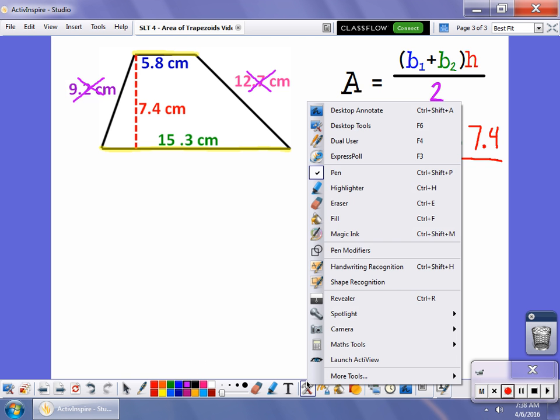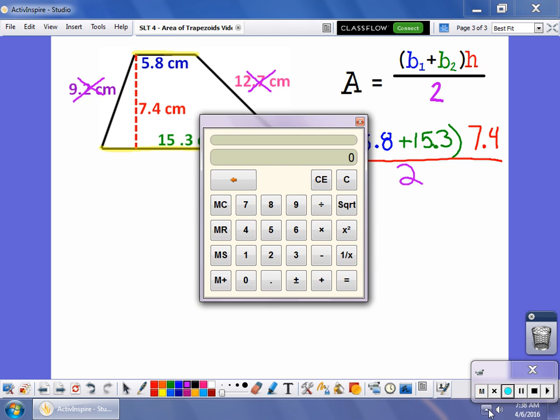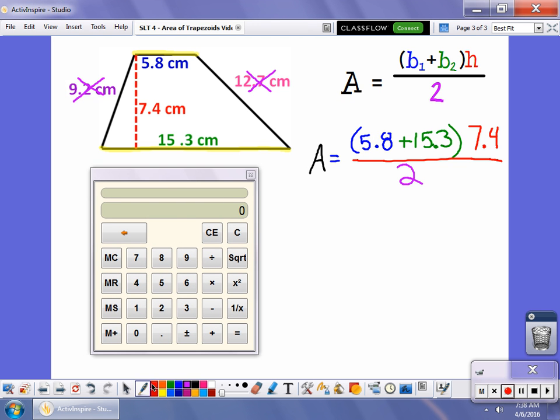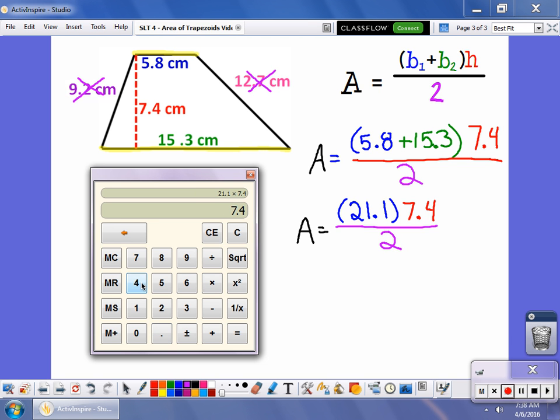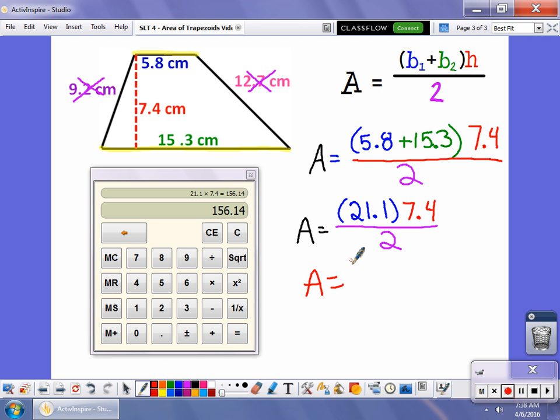Now, when we find our areas, we are allowed to use a calculator. We'll start off with what's in my parentheses. So we will do 5 8/10 plus 15 3/10. So my area is going to be 21 1/10 times the height, which is 7 4/10. Fine, don't forget to divide that by 2. All right, so 21 1/10 times 7 4/10 is going to equal 156 1400.